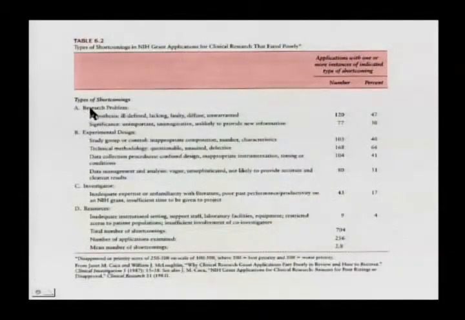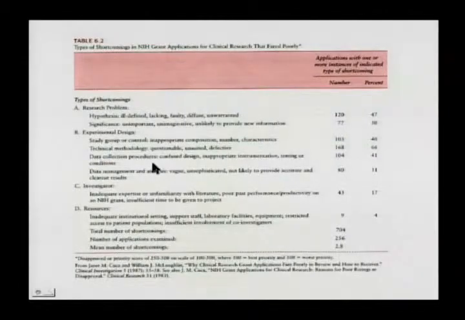So the types of shortcomings, the research problems: hypothesis ill-defined, lacking, faulty, diffuse, unwarranted; significance unimportant, unimaginative, unlikely to provide new information. Under experimental design, study group or control, inappropriate composition, number, or characteristics. We'll talk about these types of bias and troubles with experimental design in future lectures. The technical methodology, questionable, unsuited, defective.